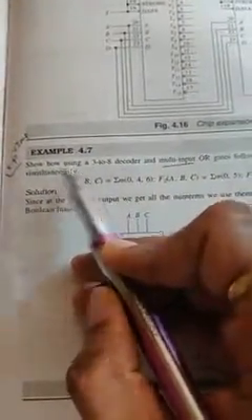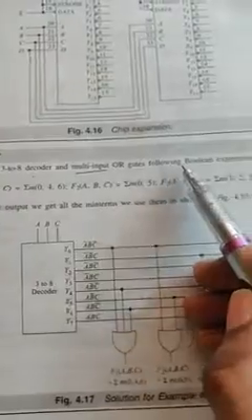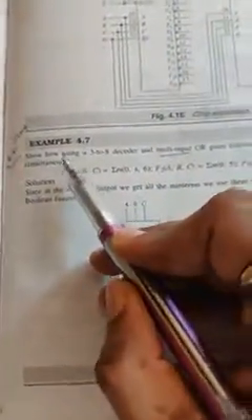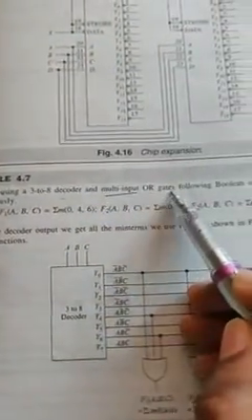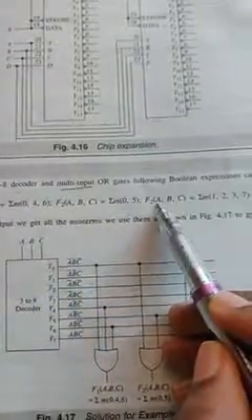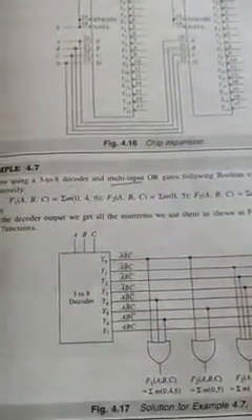Look at this question, someone has written very important. Show how, using a 3 to 8 decoder and multi-input OR gates, the following Boolean expressions can be realized simultaneously. We have 3 expressions, F1, F2, F3. You need to realize all the 3 expressions simultaneously.